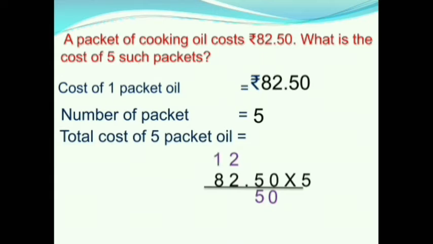Write 1 above the 8. Write 2 below the 2. Next we should multiply 5 and 8. 5 8s are 40. 40 plus 1, 41. Therefore, total cost of 5 packet oil is 412 rupees 50 paise.